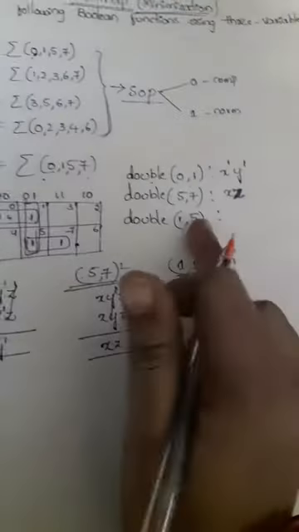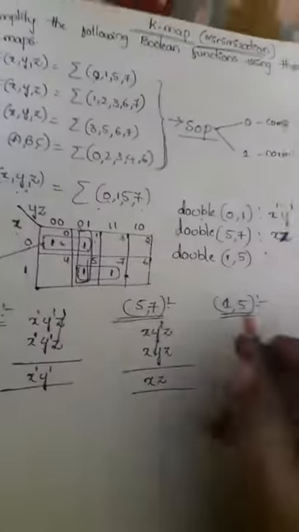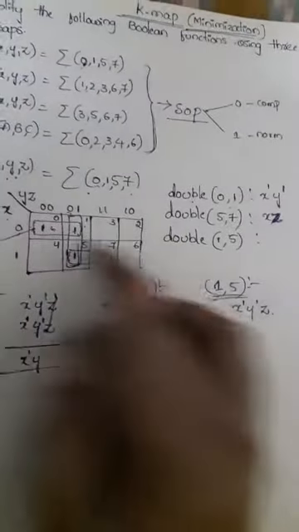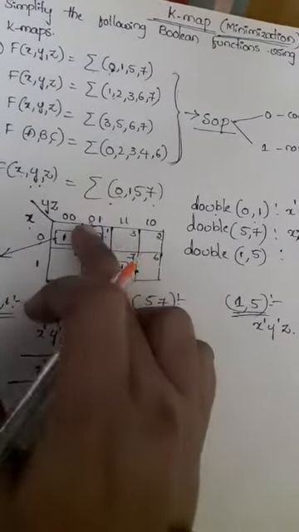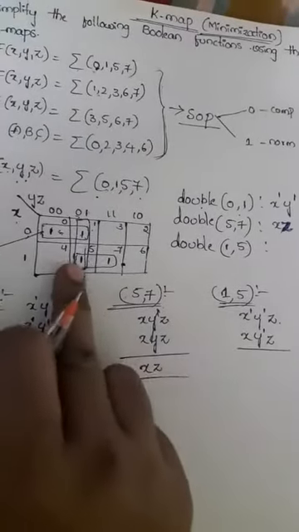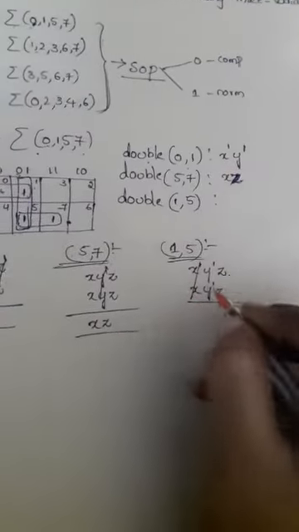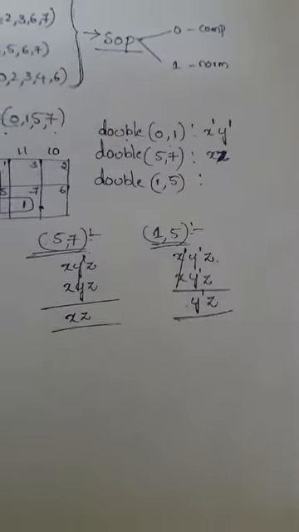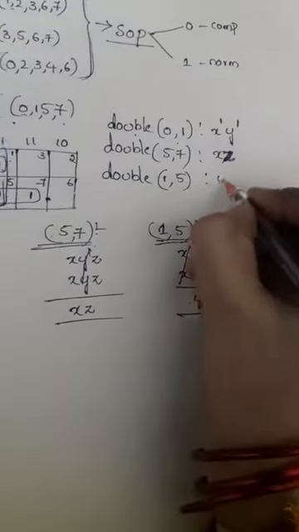Coming to the next double, that is 1 comma 5. For the 1 cell the variable designation is x complement, y complement, z. Coming to the 5, that is 1 0 1, so x, y complement, z. Here the changing variable is x complement and x, which will be cancelled. Then we get the prime implicant result y complement, z.